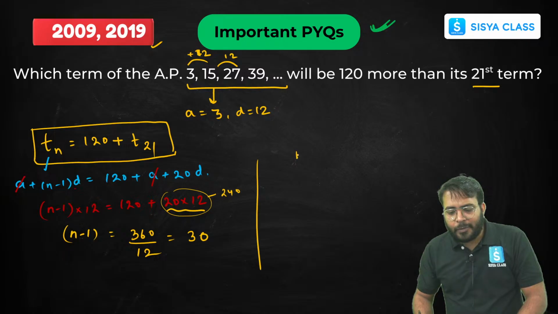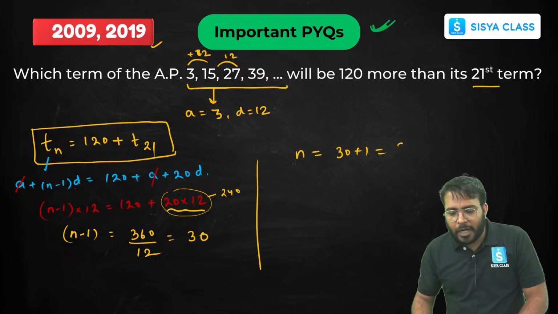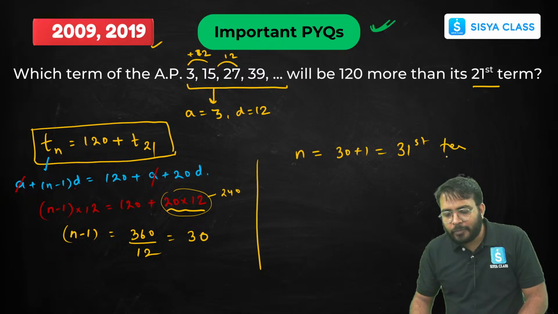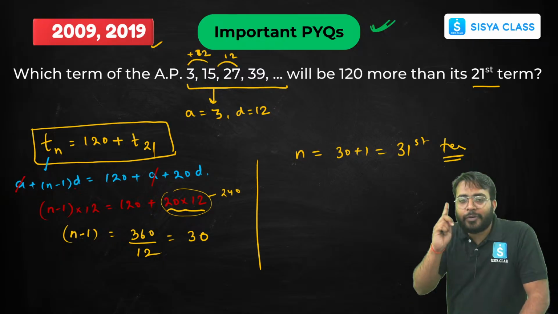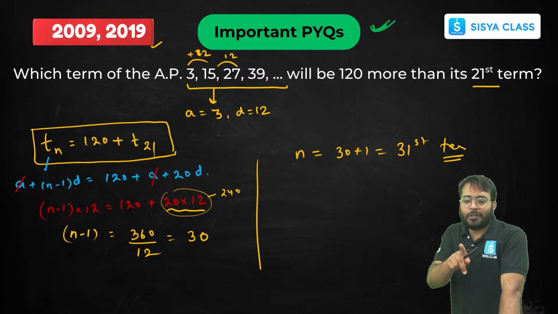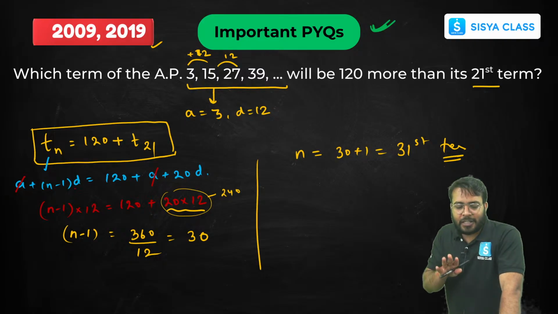That means what is n going to be? n is going to be 30 plus 1. That means the 31st term. Yes or no? Okay, that is going to be the 31st term, which is going to satisfy this given condition.